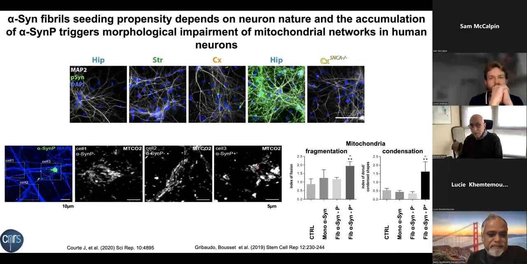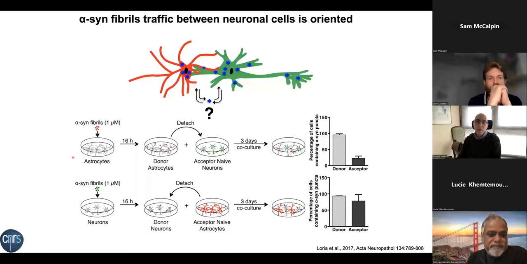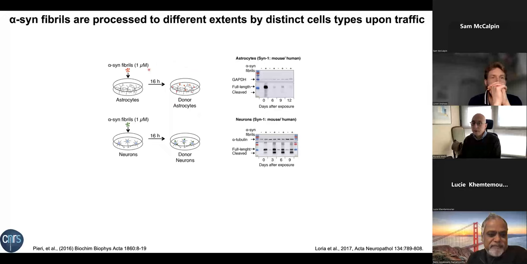These aggregates are cleared, and we showed with Chiara Zozzolo that when you fill astrocytes with aggregates and then top them on neurons, there is barely any spread of aggregates from astrocytes to neurons. When you do the opposite, you fill the neurons with aggregates and you top astrocytes on them, you do see spread and transfer of the aggregates from neurons to astrocytes. And what is really nice is that astrocytes degrade fibrillar alpha-synuclein while neurons are unable to degrade alpha-synuclein.